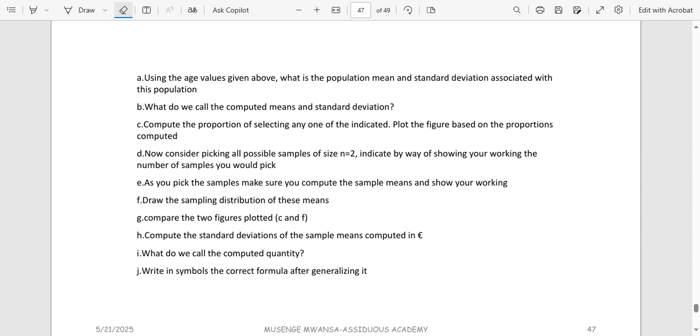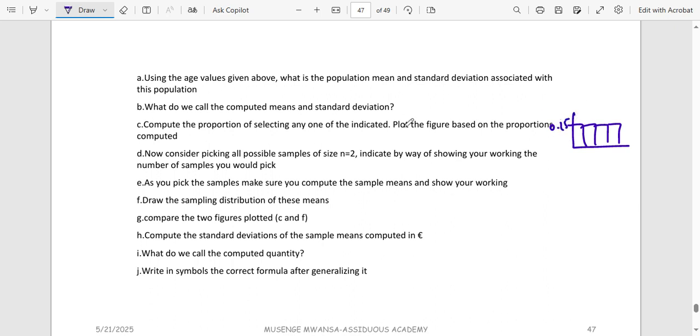So you can calculate that, isn't it? What do we call the computed mean and the standard deviation? So that will be the population mean and population standard deviation. Compute the proportion of selecting any one of the indicated ages. So each one of them is going to be 1 out of 4, because each age is only appearing once. And then plot the figure. We even did plot the figure. So the figure is going to be something like this. They have all got the same proportion of 1 out of 4.